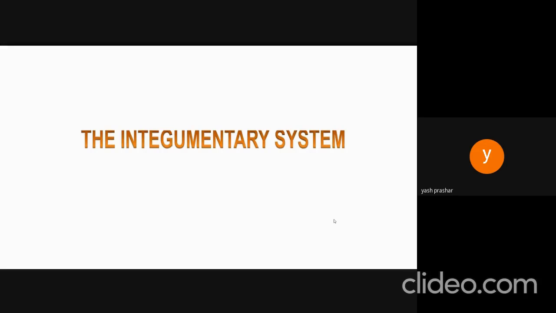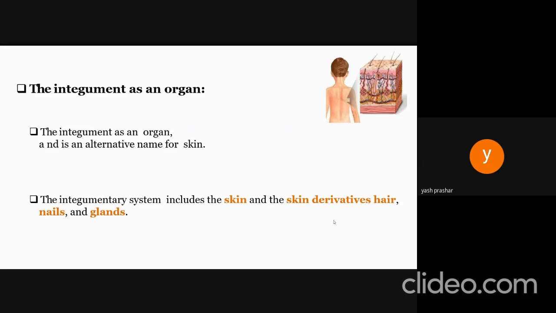The integumentary system. The integument as an organ. The integument as an organ is an alternative name for skin. The integumentary system includes the skin and the skin derivatives like the hair, nails, and glands.